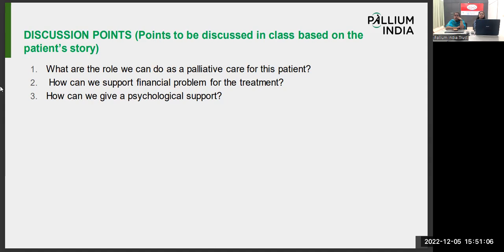Psychological support and total care. Definitely this patient needs total care: physical care, emotional care, social care and spiritual care. So total care is something we all accept. Okay, this patient needs total care.